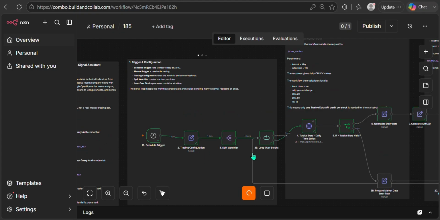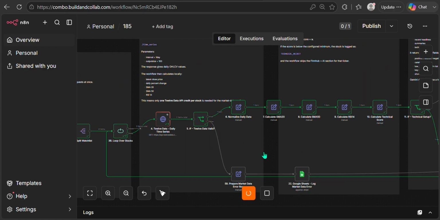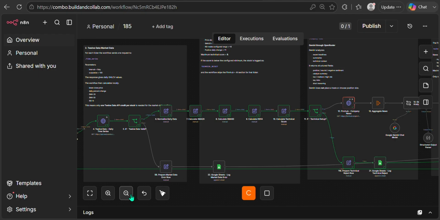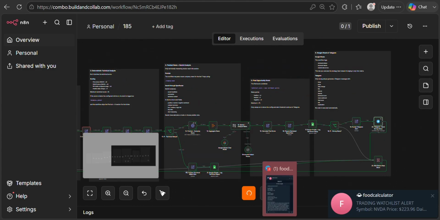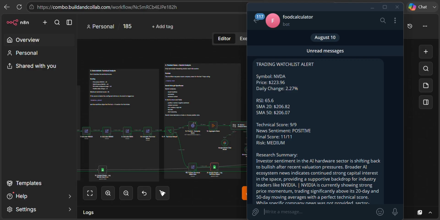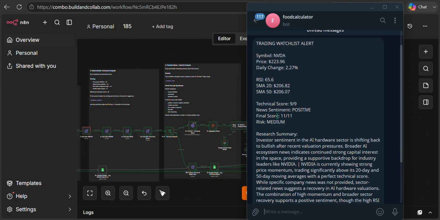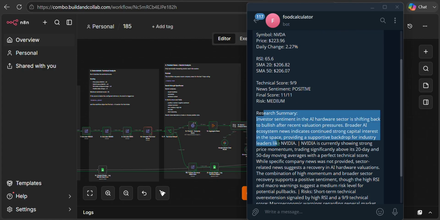The watchlist is loaded and the workflow starts processing the first stock. Here, 12 Data is returning the historical prices, then the technical indicators MA20, MA50, and RSI. And if one of the stocks reaches the alert threshold, I receive a Telegram message like this with all the important information.